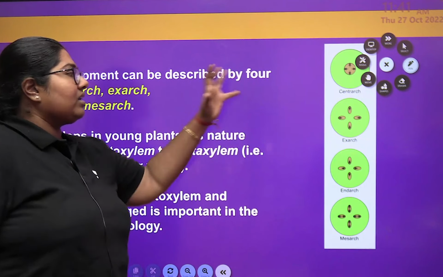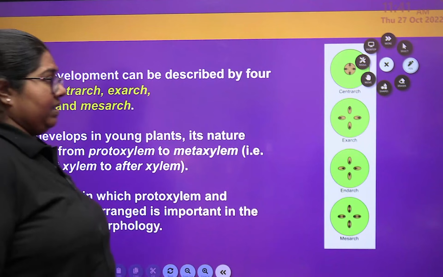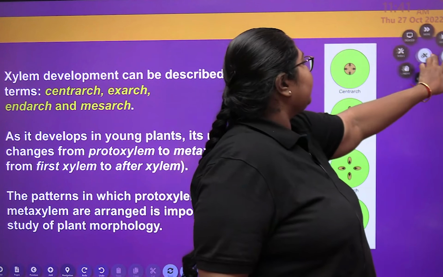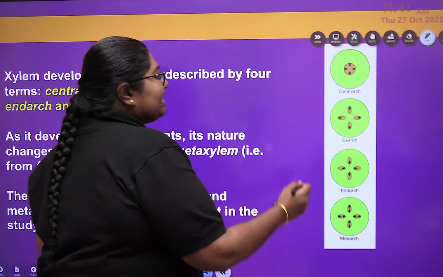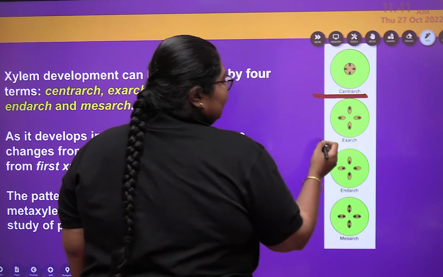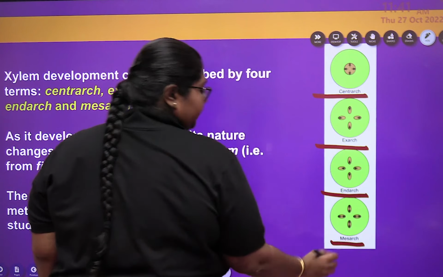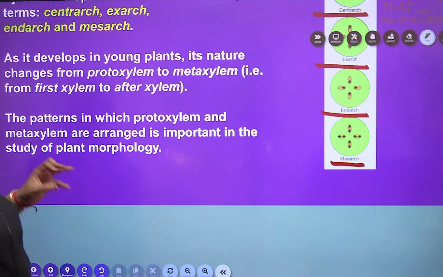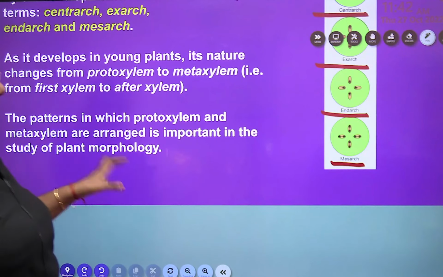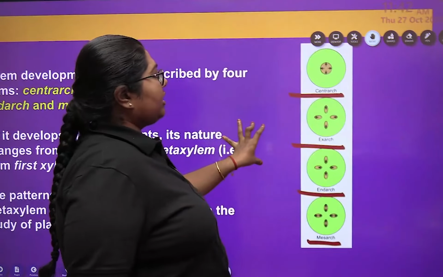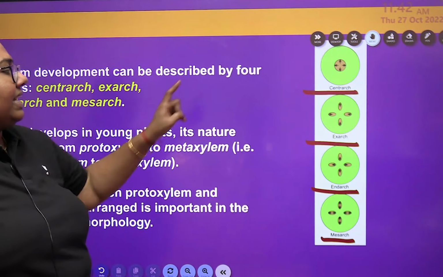So we will see what are the different types of xylem actually available. Then we will see what this exarch xylem is. Among these different things that are available, you can see that there is centrarch, there is exarch, there is endarch, there is mesarch. So these are the 4 types of xylem that are available. What are the 4 types? It is going to include the centrarch and then exarch.